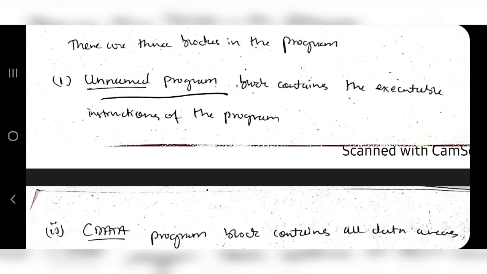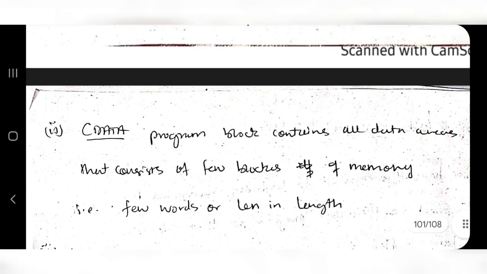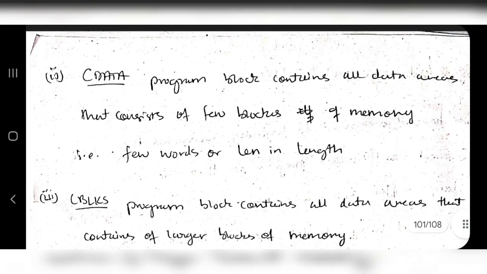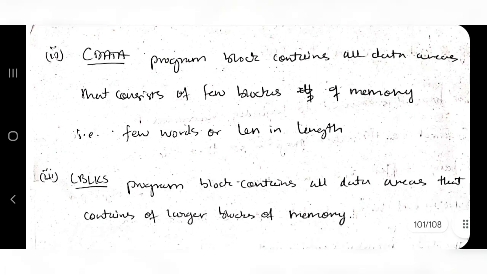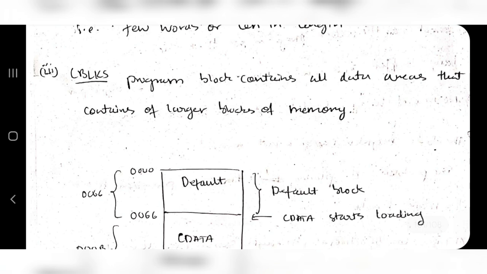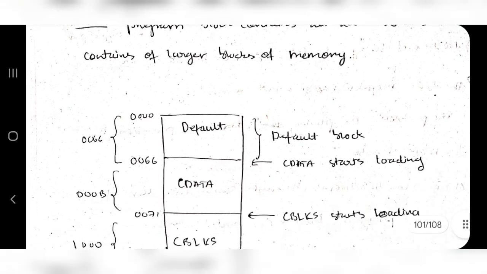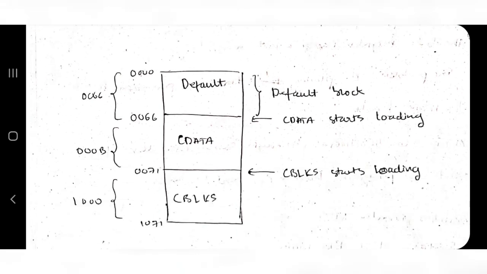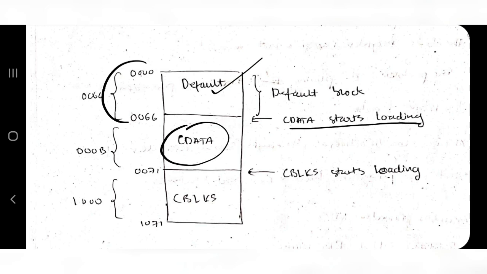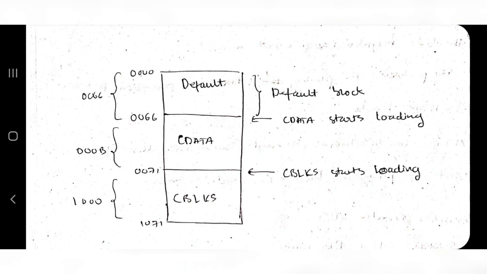Okay, there are three blocks in the program. The unnamed program block contains the executable instructions of the program. The CDATA block contains all the data area, consisting of a few words which are preserved. And the CBLKS block contains all the data areas that are contained in the larger blocks of memory. So here, as you can see, from this address to this address is default. CDATA starts loading from here, and CBLKS starts loading from here. Okay, these are the reserved memory blocks for the execution.